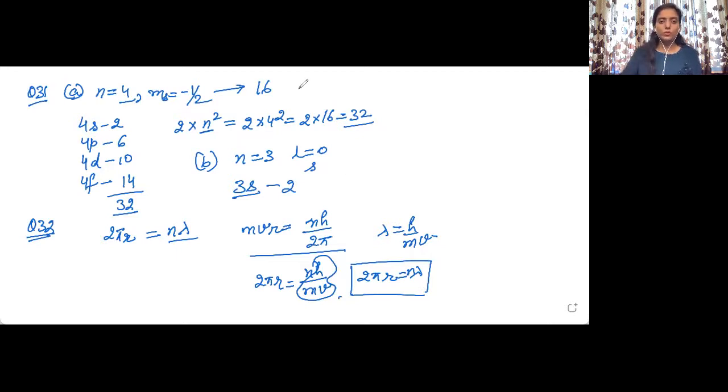Let us now move to question number 33. Question number 33 is: what transition in the hydrogen spectrum would have the same wavelength as the Balmer transition n equal to 4 to n equal to 2 of the He positive spectrum?